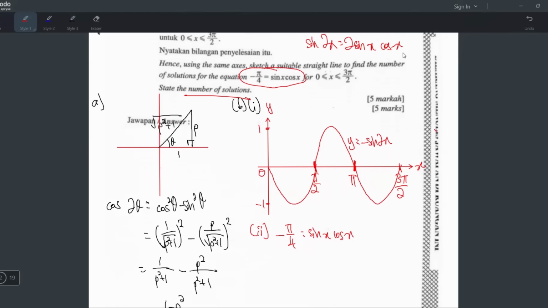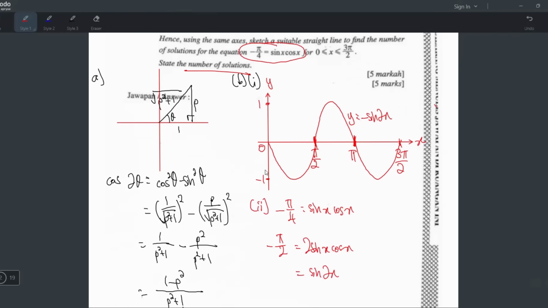So I want it to be 2 sine x cos x. So what you can do here is just times 2, both sides times 2. So you end up getting negative pi over 2, because when you times 2, you cut the 2 at the bottom. This side also times 2, you get 2 sine x cos x, right? But if you change this to sine 2x, you can't get y, because the y is negative sine 2x, right? But it's okay because there is a negative here. So you can move the negative here. So it becomes negative sine 2x like that, right?